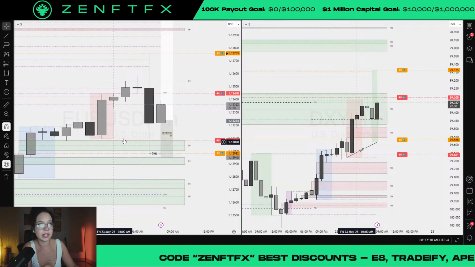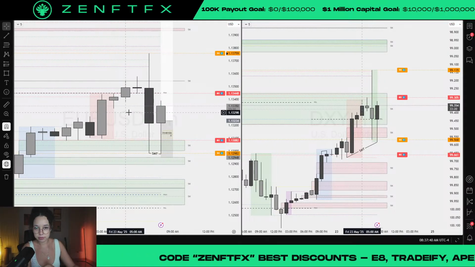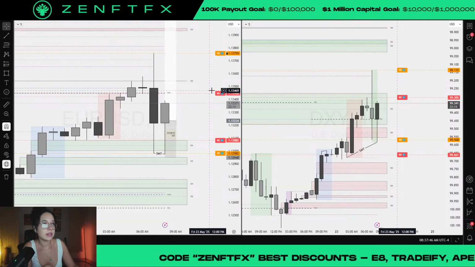So you can see here how the wick of this hourly candle came and we took it out. We came down and closed right back up above this level. That's a liquidity sweep. We also have this indicator marking out the previous higher time frame highs and lows. So this one's the 4-hour. I have the 4-hour high and low marked.